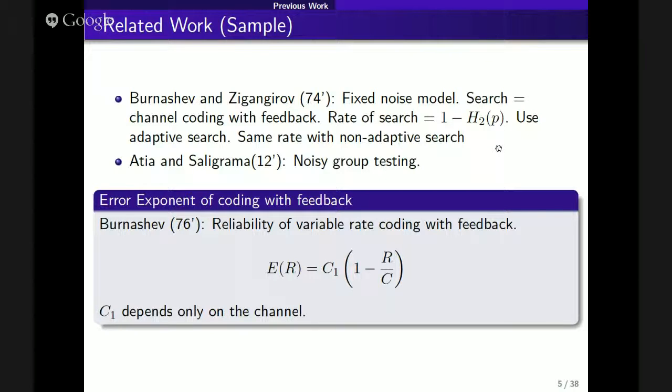And they show that the rate of the search, which we'll define in a few slides, is related to the capacity of a binary symmetric channel with flip probability P. The way they showed this is they used the Horstein adaptive scheme for coding with feedback over a binary symmetric channel. So they used an adaptive search, and we'll see in a few slides that there is no need for adaptive search in this case, and they could have done it with non-adaptive search.